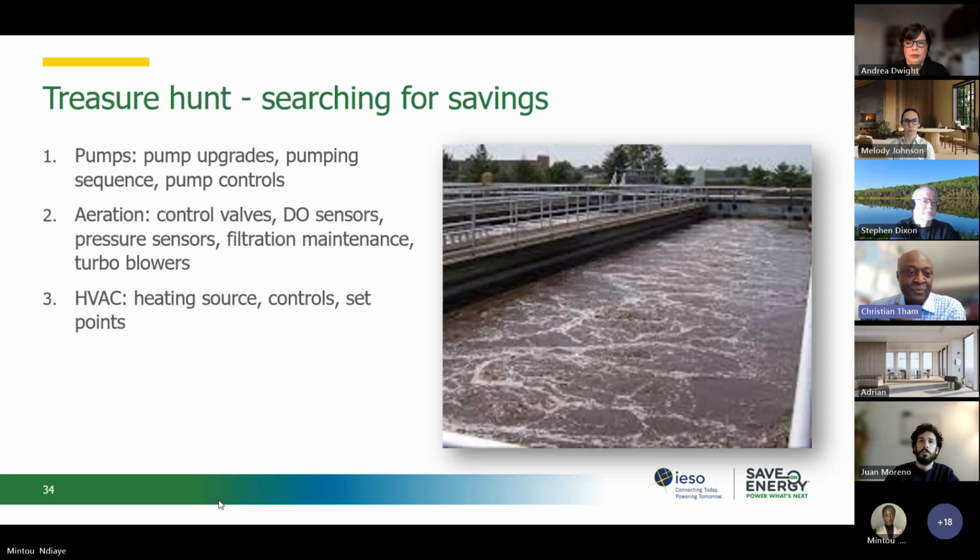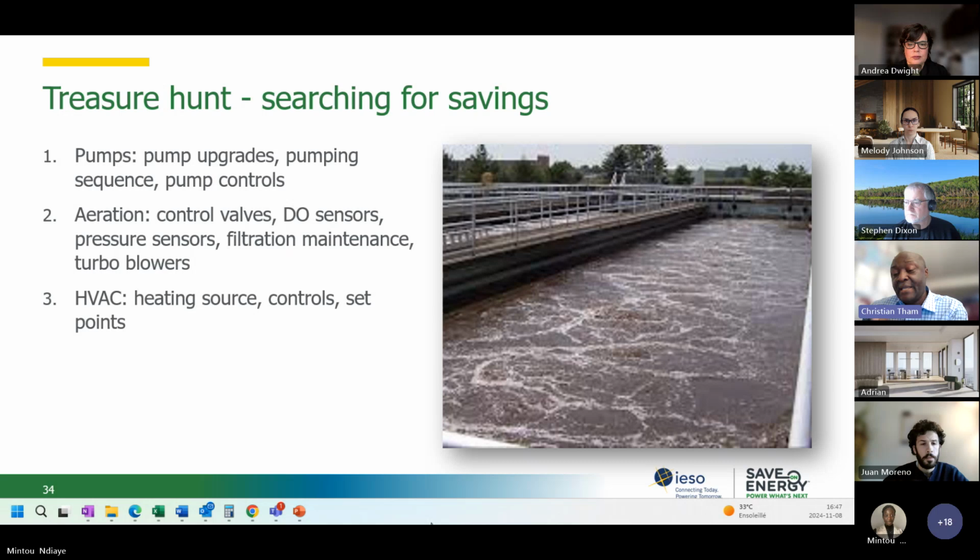Next slide, please. So, treasure hunt and the search for savings. Where are the savings? In a wastewater treatment plant, there are 3 major areas where savings are hidden. Basically that's the pumps. Andrea has spoken very well regarding blowers. That's another strategic area where savings are hidden. And of course your HVAC system. With your pump upgrades, a big thing to look at is your pump sequencing controls. And when it comes to aeration, of course, the dissolved oxygen sensors, pressure sensors, filtration maintenance, and the turbo blowers that we've spoken about so eloquently.